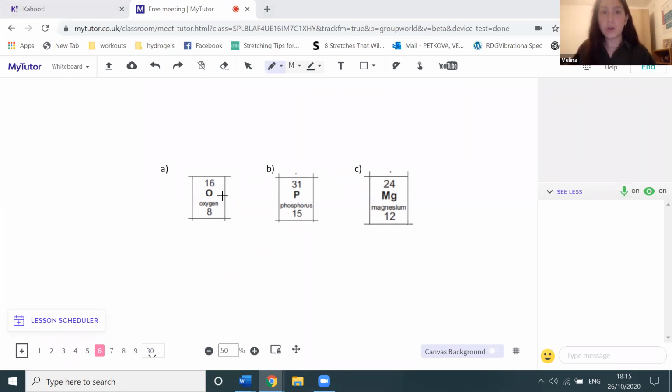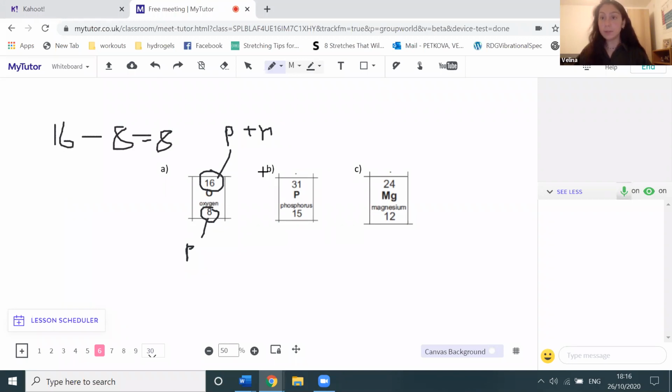Okay, so we have, in this case, in oxygen, right? The top number is 16. This is our relative atomic mass. So this is the number of protons and neutrons. The bottom number is 8, which is the number of protons, okay? So now if I ask you, what is the number of protons and what is the number of neutrons, sorry, all we're going to do is 16 take away 8. Therefore, the number of neutrons we have is 8, okay?